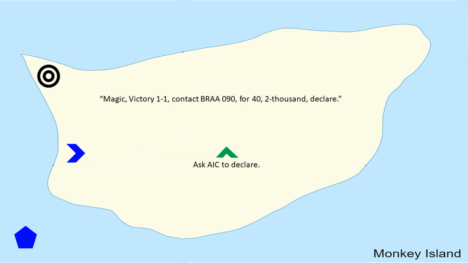You'll call them and say, "Magic, Victory 1-1, contact BRA 090 for 40, 2,000, declare." What you've done there is you've told Magic that you have a contact at 090 relative to you. They're 40 miles away and they're 2,000 feet above sea level on your radar. And with declare, obviously you're asking them to categorize them.